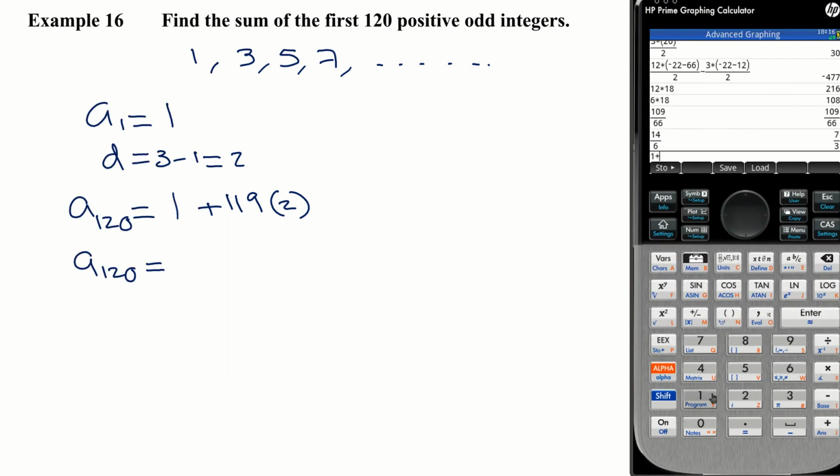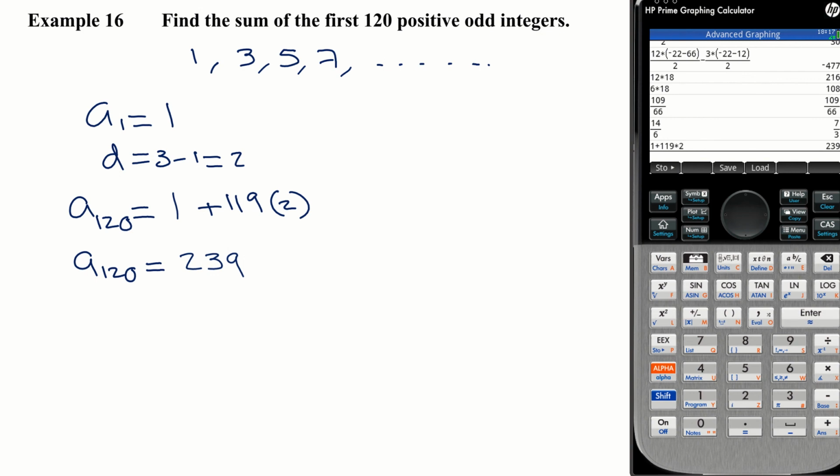1 plus 119 times 2. So 239 is the 120th odd number starting with 1, right? So now it's easy, right?